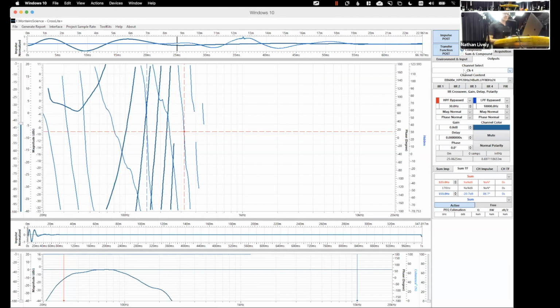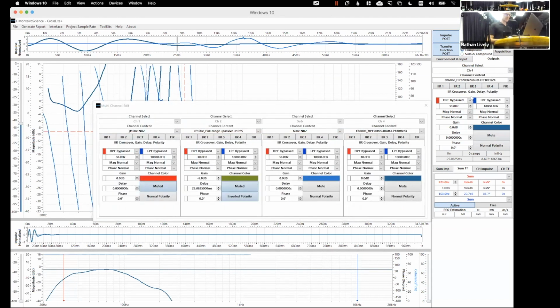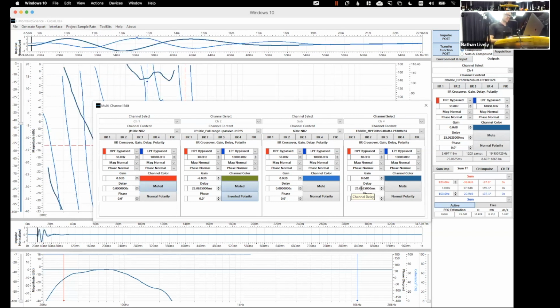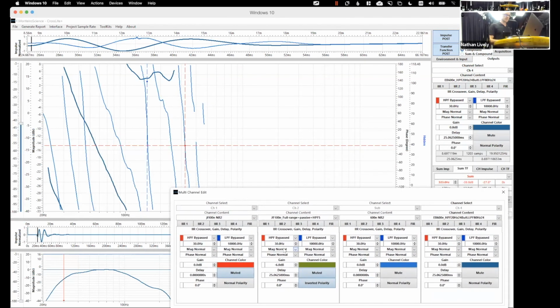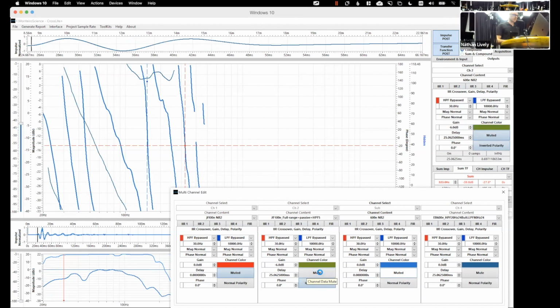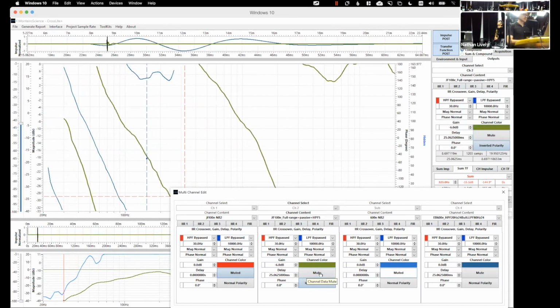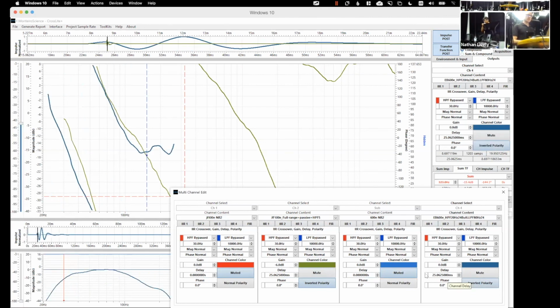Okay, so we need to add the same delay, so we can go to multi-channel edit. So we delayed this guy from SubAligner by this amount. Can we copy it? I don't know, probably not. But we'll just type the same number in here, 25.06, 0.25 milliseconds. And if we're lucky, these two should be, oh, it needs a polarity inversion, right? Okay, so those are on top of each other now.